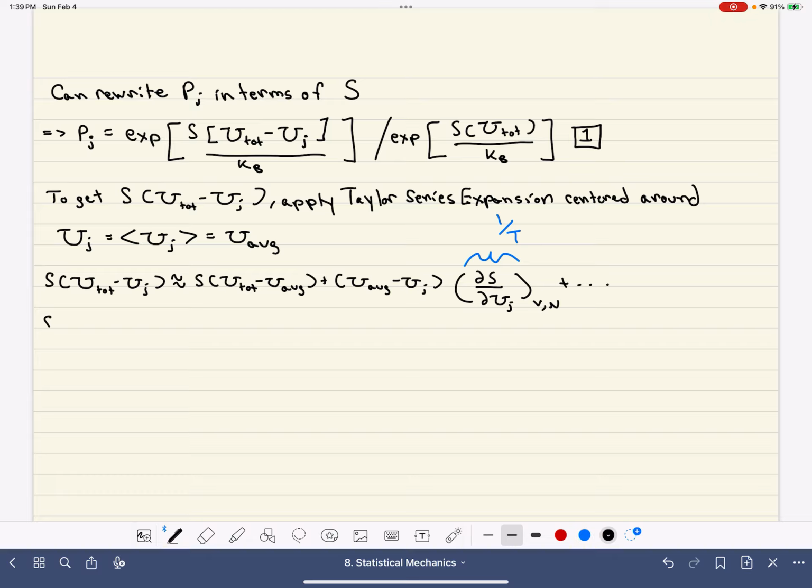And so we could rewrite this entropy term as this: u total minus u average plus u average minus u_j, divided by temperature. And I'm going to call this equation 2.